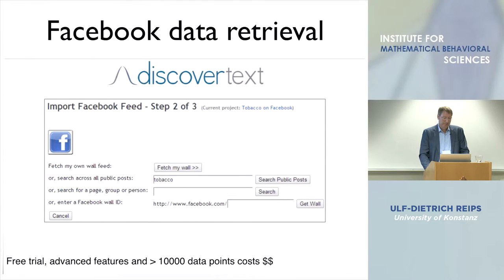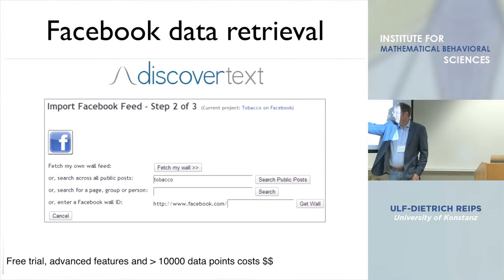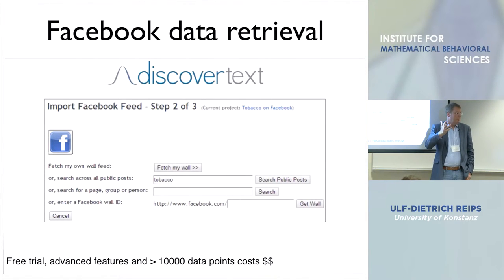There is another tool here, called Discover Text, and it's free in a trial version. It has some advanced features, but if you want to do really large scale studies, they have a license fee, so that will cost something. Basically, what you can do with this tool is you can access all public posts. Many people post publicly on Facebook, and this can be searched, and the tool will do this for you. Or you can create a Facebook account and link with many people you find interesting, and then this tool can help you getting all the data from all the profiles that are linked to your own profile, right?